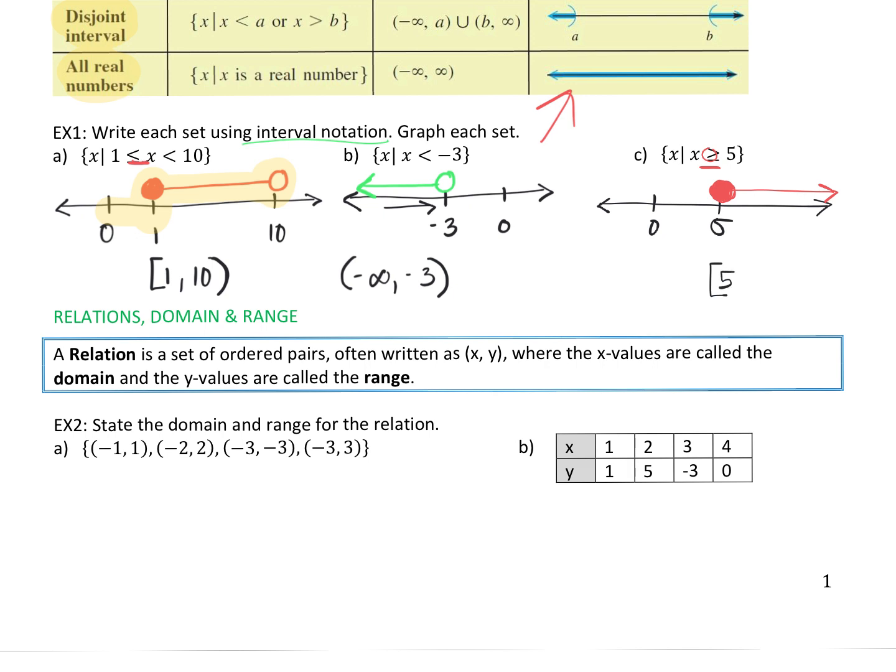And then reading from left to right, the first number I see in my solution is the 5, and we include it, so I'll use my bracket. And then it continues onward, till, oh, how far does it go? It just keeps going onward to infinity, positive infinity this time. And then again, we can't touch the end of infinity, so we can never include it in our answers, that's why we use the open parenthesis. And there we go.